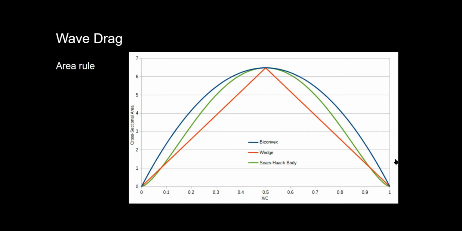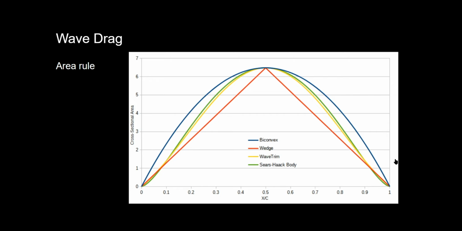Talking about supersonic, the most important thing is wave drag. To minimize wave drag, the basic idea is shaping its cross-sectional area close to the Sears-Haack body, which is minimum wave drag. Here is the airfoil cross-section of circular arc and wedge compared to the Sears-Haack body. You can find that none of them looks shaped well.